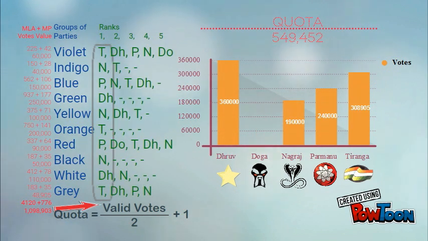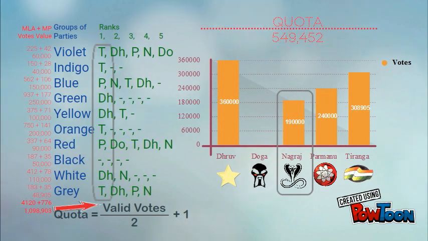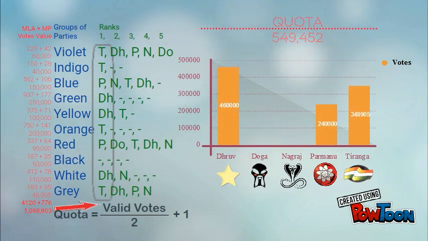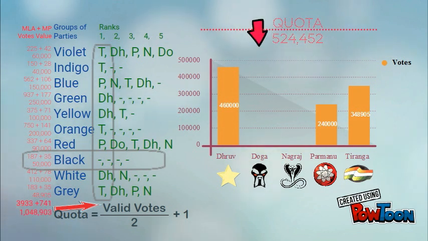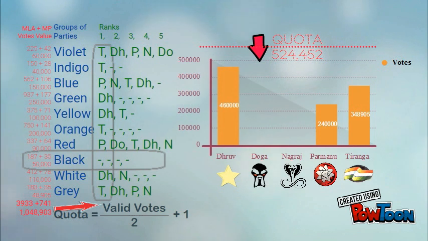Still no one got the quota, so we will have to go for third round, in which the candidate Nagraj will be excluded and his votes will be distributed to others. But now, as the black group did not rank anyone except Nagraj, who is excluded now, their 50,000 votes cannot be distributed to anyone, and this becomes invalid votes. So the quota is calculated again and is now reduced. But still no one got the quota.